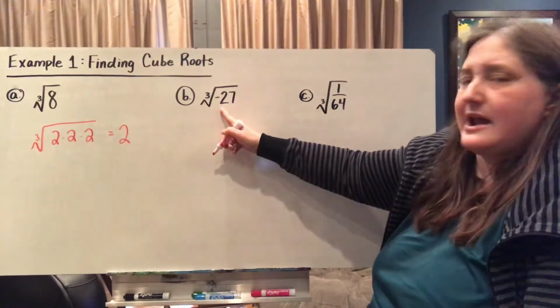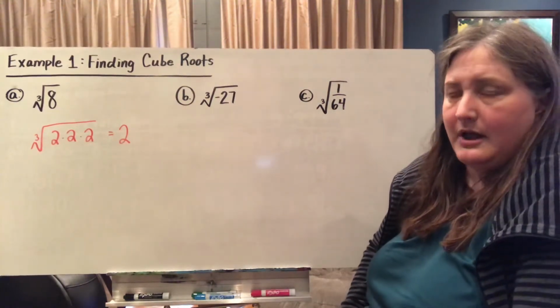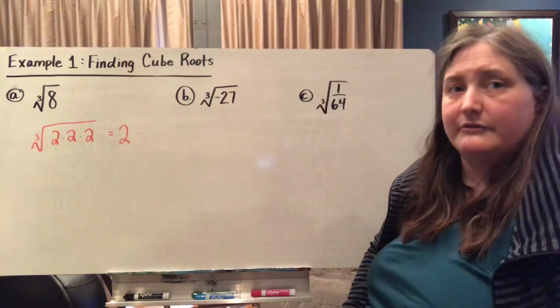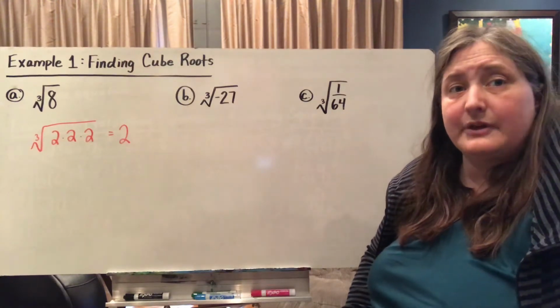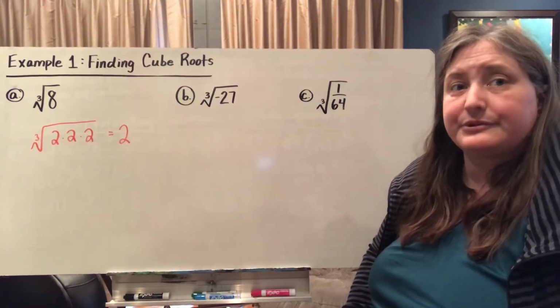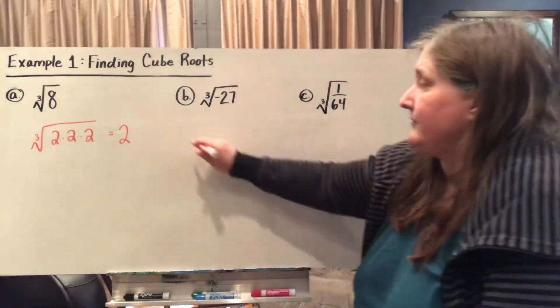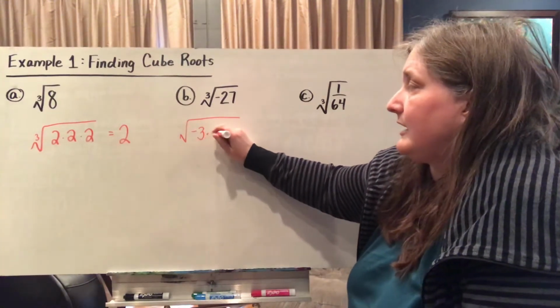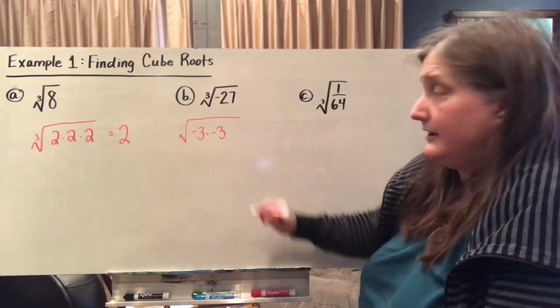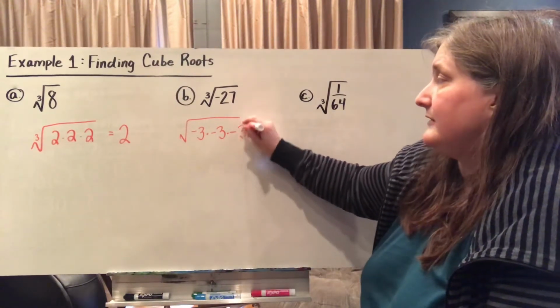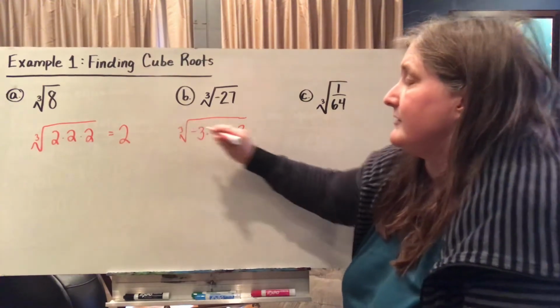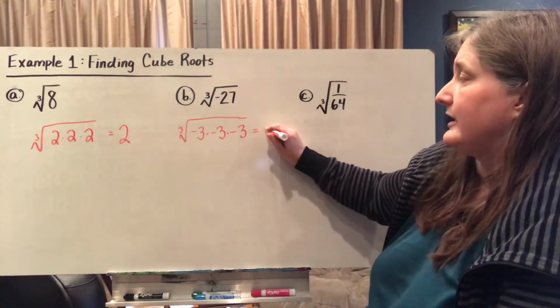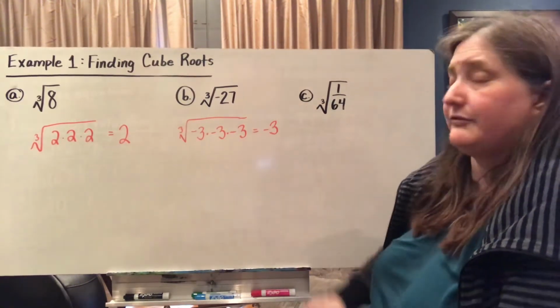Now here I notice that I have a negative number that I'm trying to find the cube root of, negative 27. So it's going to have to be a negative number that I multiply 3 times that's going to give me 27. Negative 3 times negative 3 is positive 9, times another negative 3 gives us negative 27. So the cube root of negative 27 is negative 3.